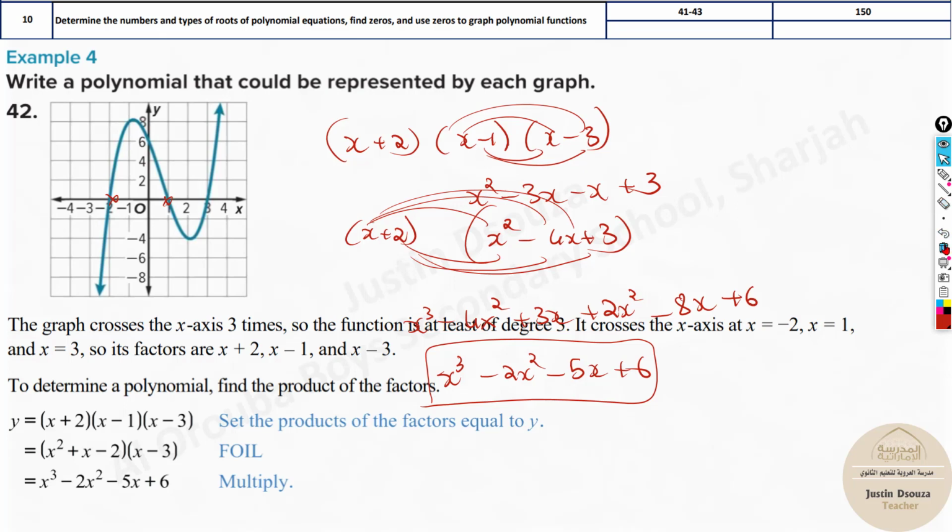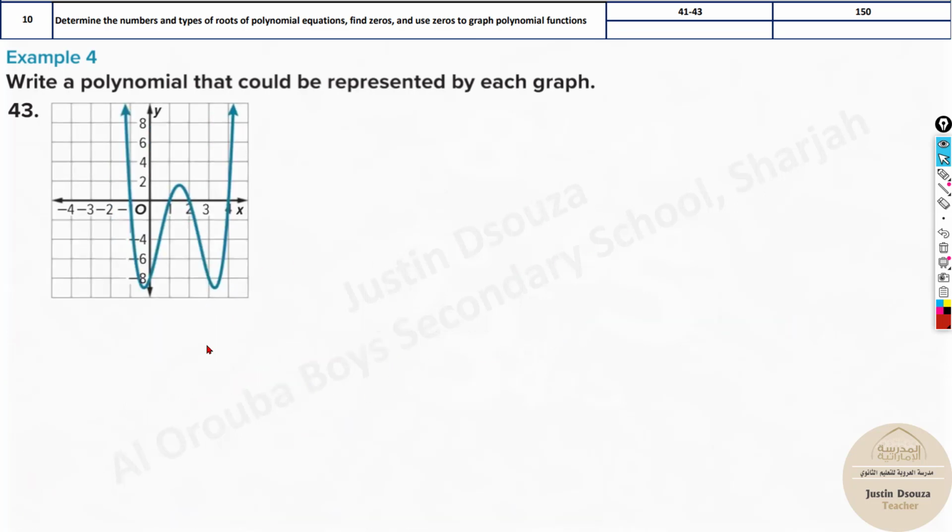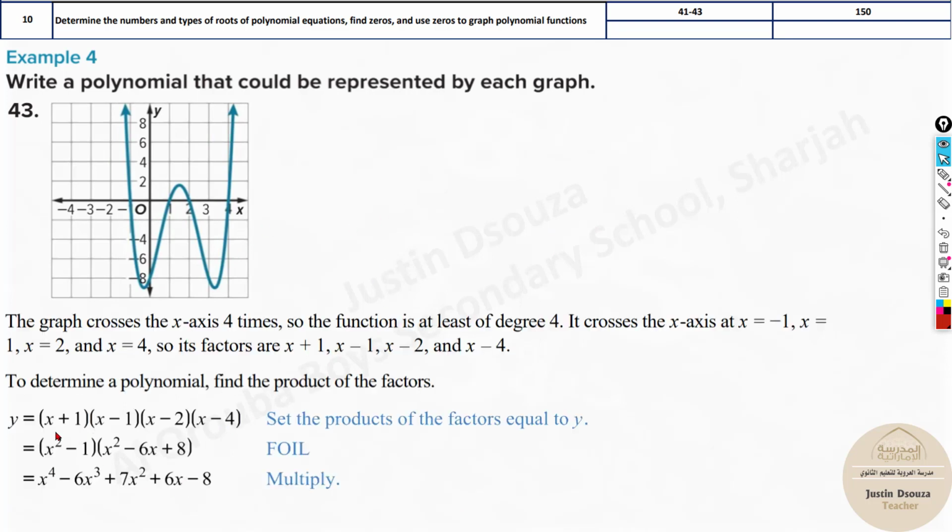In the same way, please do try the other problems. You can tell how many roots, or solutions, there are. There are three solutions, so the degree must be at least 3 or higher. At least means it should be 3 or more. And these are the factors, and then simplify. Same thing here, there are 4 factors. It just gets lengthier when you solve this.